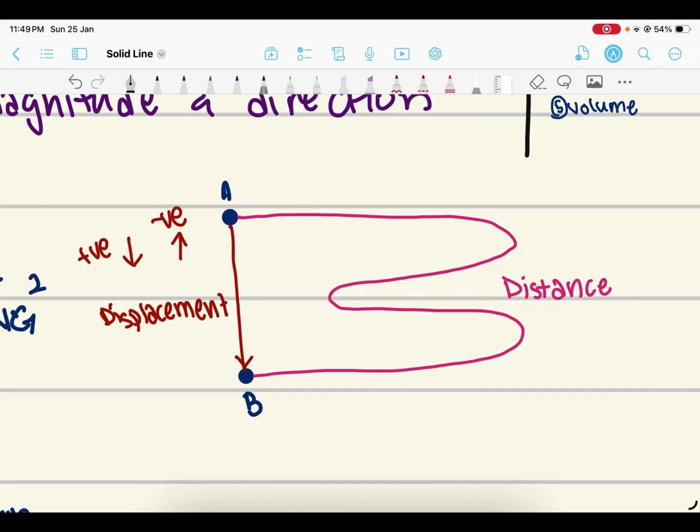But for displacement, first of all, displacement is just a straight line from A to B. If you go from A to B, the value will be positive. But if you go from B to A, which is the opposite direction, it will be negative. Quite simple, isn't it?